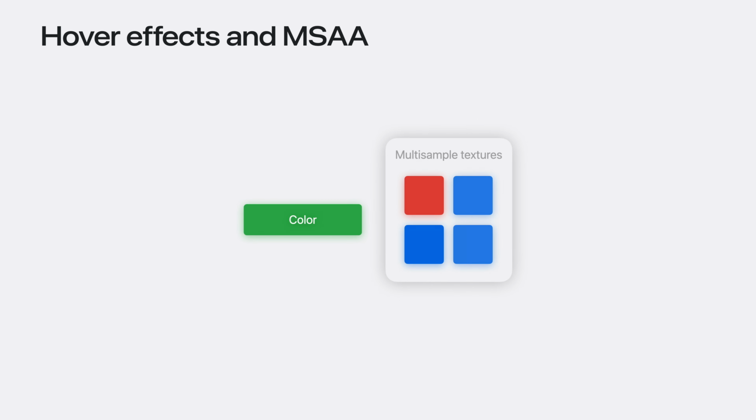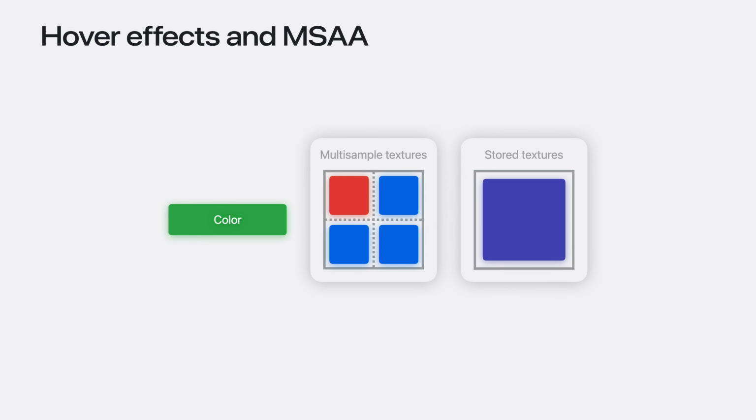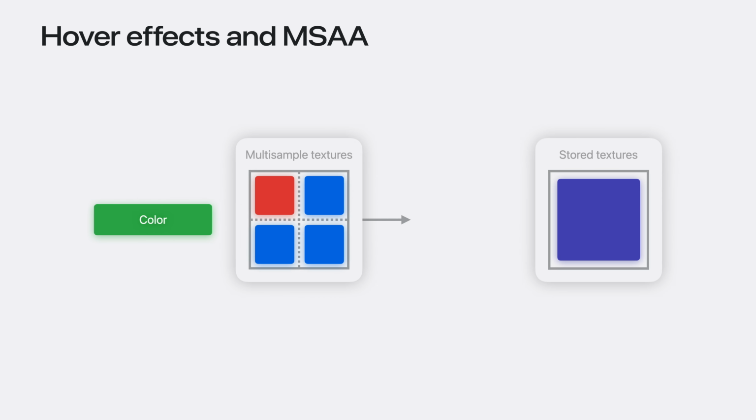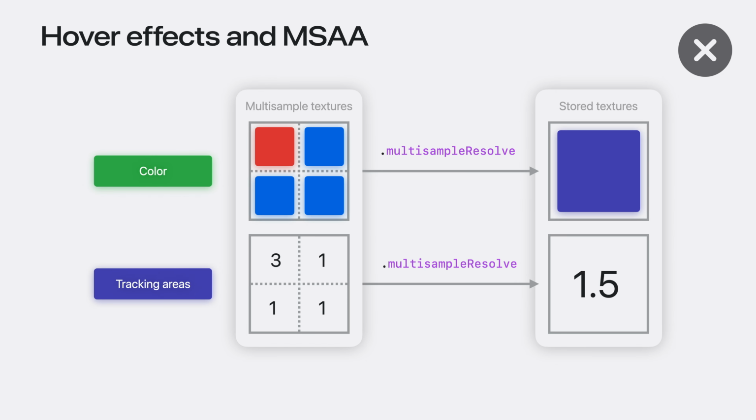There's one more thing to keep in mind if you use multisample anti-aliasing or MSAA. This technique works by rendering an intermediate higher resolution texture and then averaging the color values over a sampling window. This is usually done using the multisample resolve option on your target texture store action. You cannot resolve the tracking area's texture in the same way you resolve a color pixel. Doing so would average your render values, resulting in an invalid scalar that doesn't correspond to any tracking area.